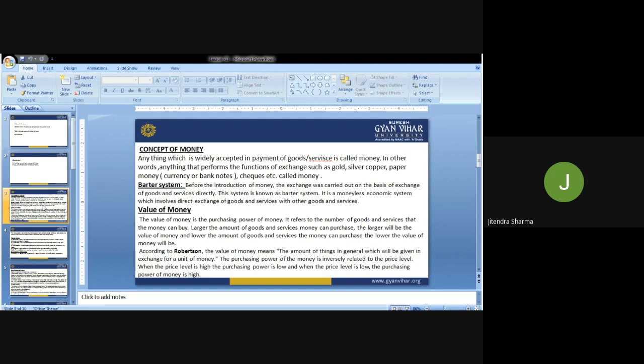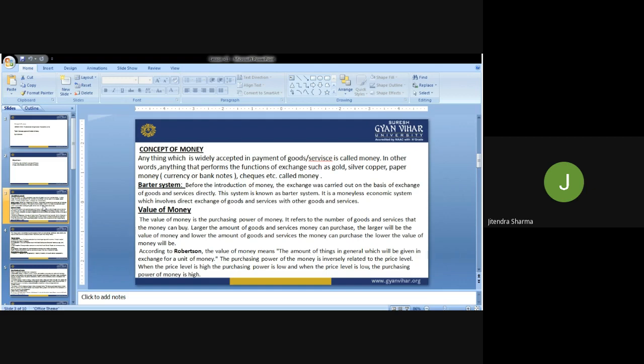The value of money is the purchasing power of money. It refers to the number of goods and services that the money can buy. The larger the amount of goods and services money can purchase, the larger the value of money, and the lower the amount of goods and services the money can purchase, the lower the value of money. It means we can have a standard of how much money we give in the transaction or exchange of that commodity or service, so that we can have control over it.